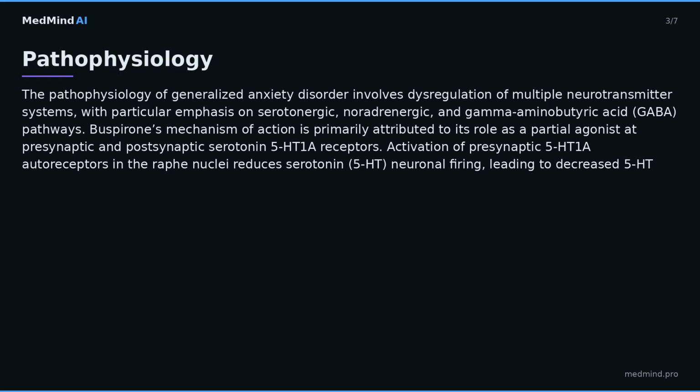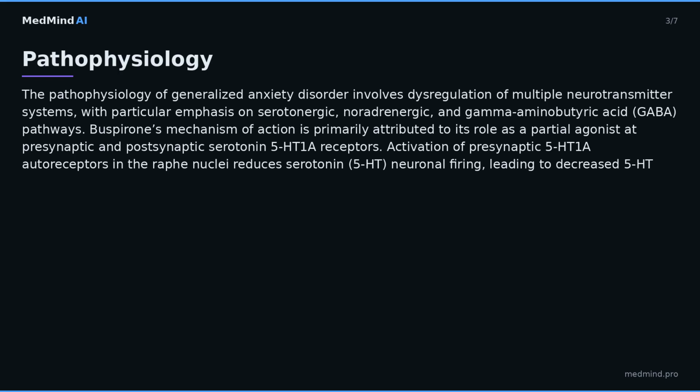Activation of presynaptic 5-HT1A autoreceptors in the Raphe nuclei reduces serotonin 5-HT neuronal firing, leading to decreased 5-HT release in projection areas such as the amygdala, hippocampus, and prefrontal cortex.